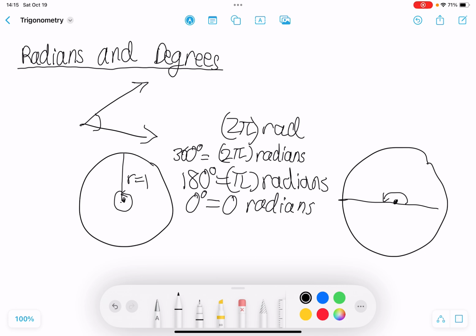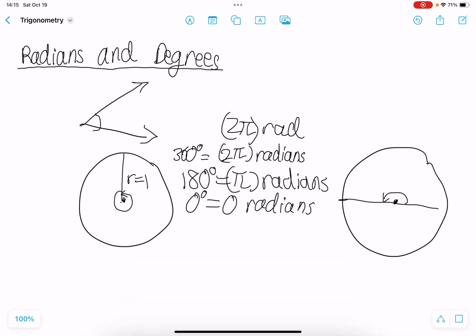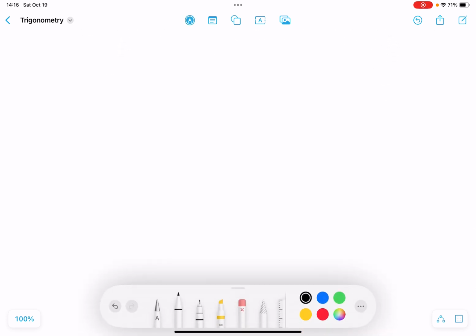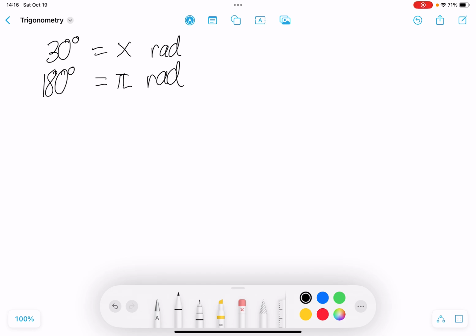Okay, so let's do some basic conversion between radians and degrees to get familiarized. Let me just ask you a simple question. What is 30 degrees in radians? 30 degrees equals how many radians? Well, a simple conversion is: 30 degrees is, let's say, x radians, right? And we know 180 degrees is pi radians. You should memorize this really basic fact.